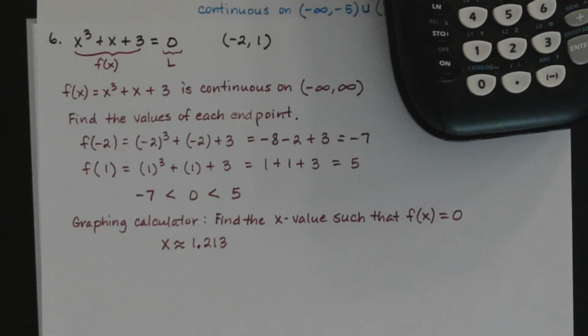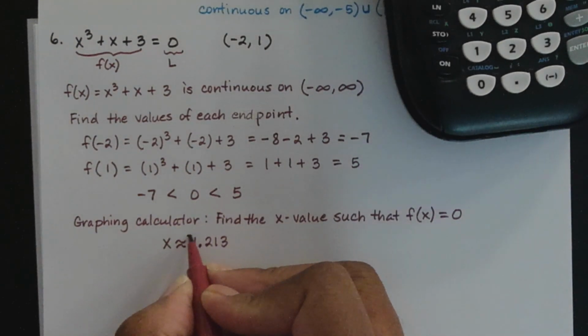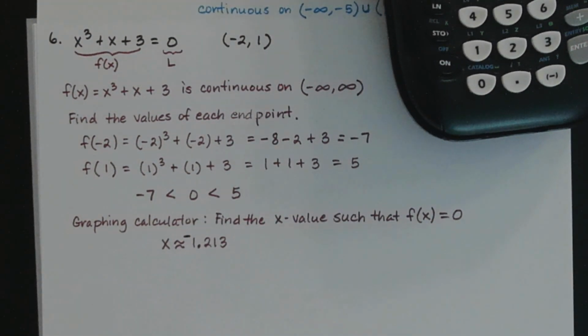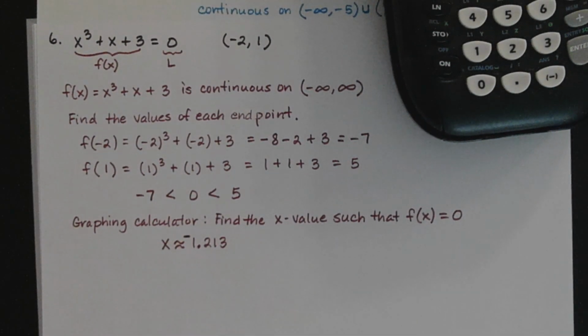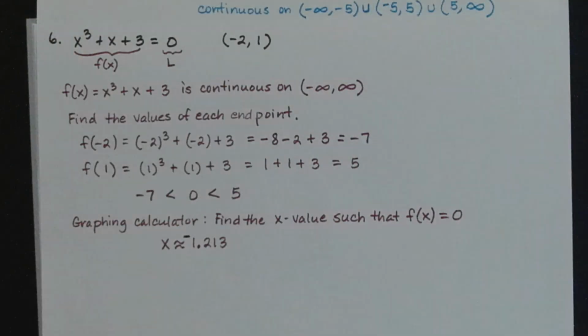All right, any other questions? It would be a negative, right? Negative 1.213, yeah, thank you. Okay. All right, any questions about using the intermediate value theorem to find out the value of x where f of x is equal to 0?